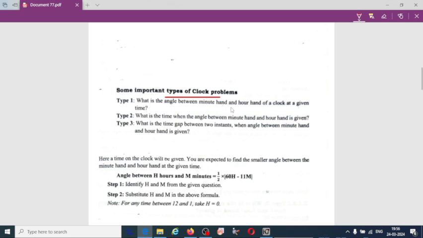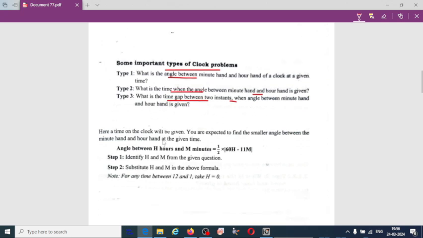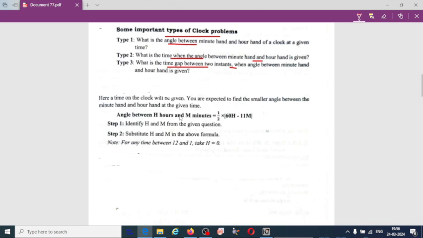Some important types of clock problems. First one, what is the angle between the minute and hour hand, they will ask. And what is the time when angle between minute and hour hand is given. Sometime they may ask angle between the hour and minute hand, or they may give angle between them and ask to find time, or the time gap between two instants when angle between minute and hour hand has been given.